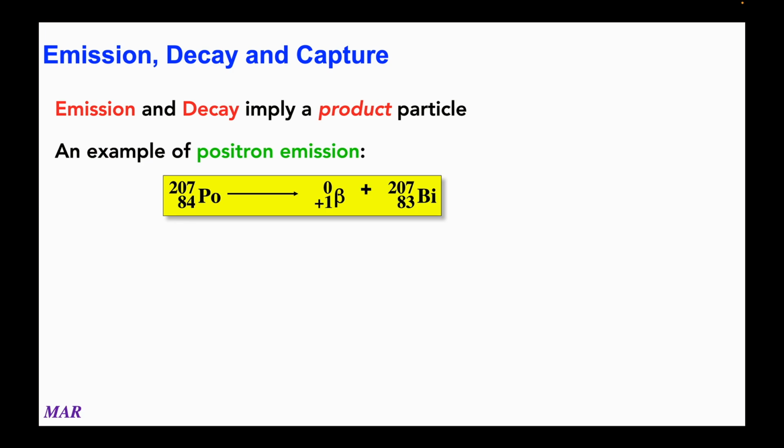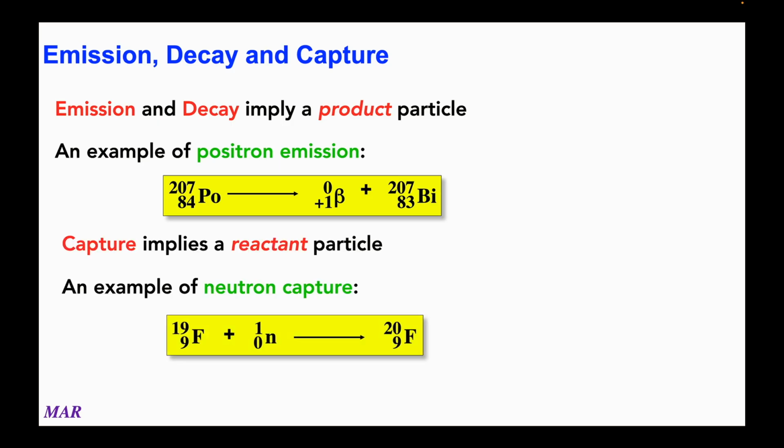This is polonium-207 breaking down to bismuth-207, and in the process, a positron comes off. Sometimes you see a capture. This is mostly used for neutron capture, but sometimes for electron capture as well. Whatever's being captured will be a reactant. So here's an example of a neutron capture reaction. Fluorine-19 can absorb a neutron essentially to make fluorine-20. So a neutron capture means that whatever is being captured is a reactant. The neutron here is a reactant, and you can figure out the other pieces from there.